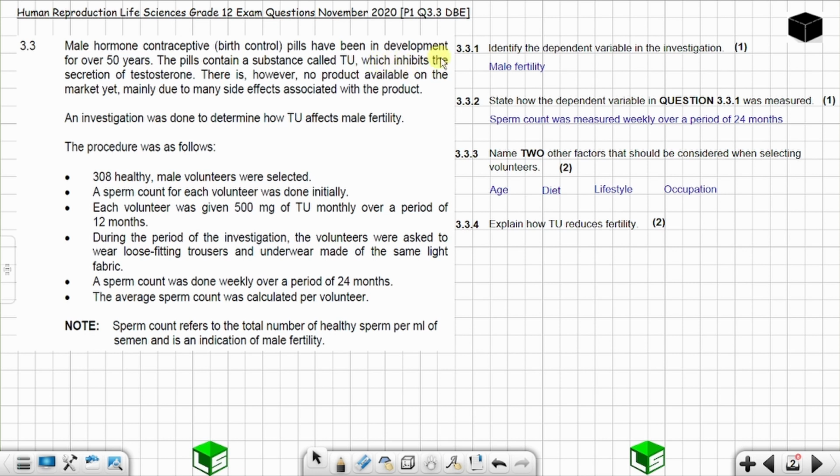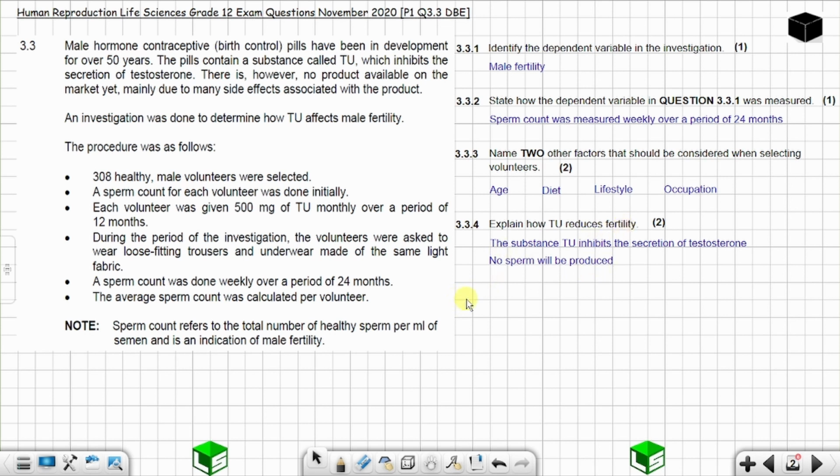So when it prevents the secretion of testosterone, you know that testosterone is responsible for stimulating the production of sperm. So if TU inhibits the secretion of testosterone, it means no sperm will be produced. This is how you can explain how TU reduces fertility.